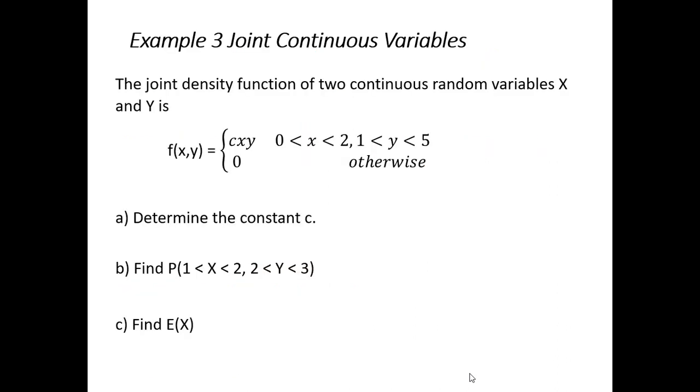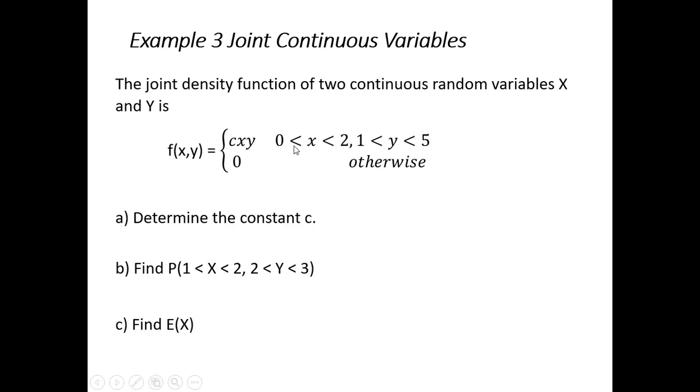Okay, let's take a look at example 3. Another problem from a recent test, as was example 2, by the way. So example 3, the joint density function of two continuous random variables, x and y, is given by f of x,y is equal to c, where c is some constant that we'll determine, so c times xy, where x is between 0 and 2, and y is between 1 and 5, and f is equal to 0 outside of this.